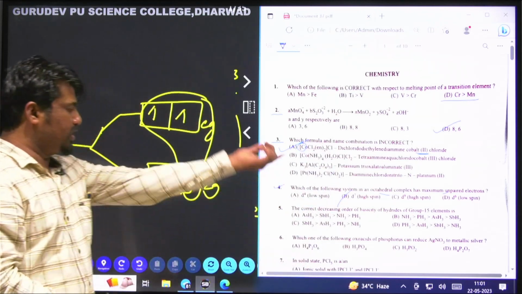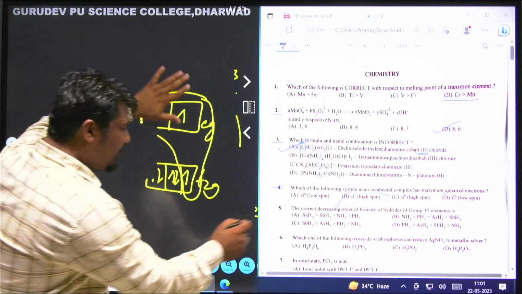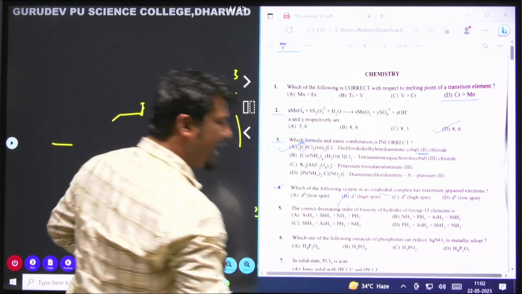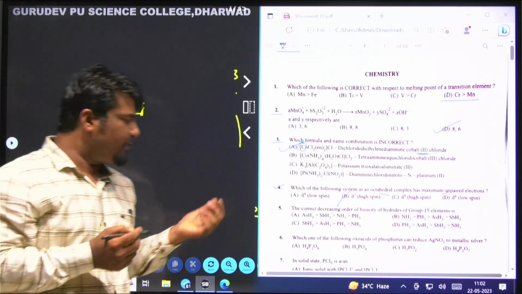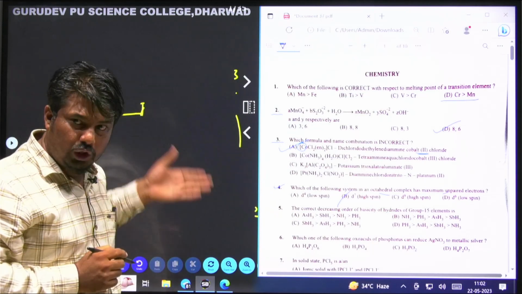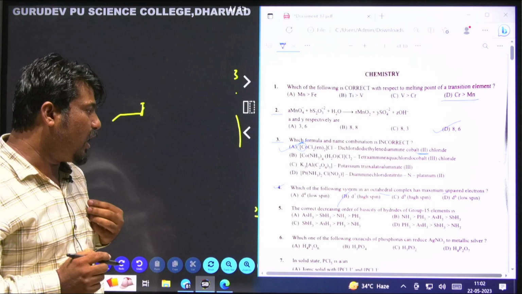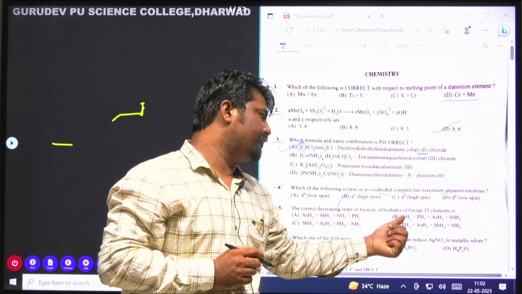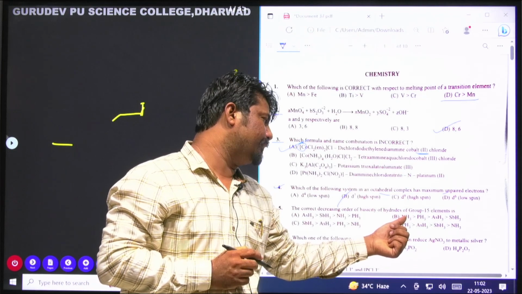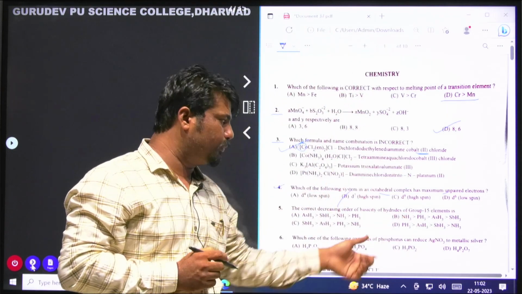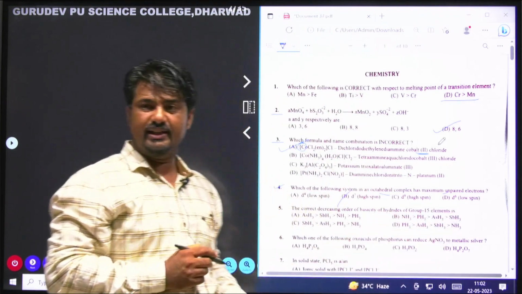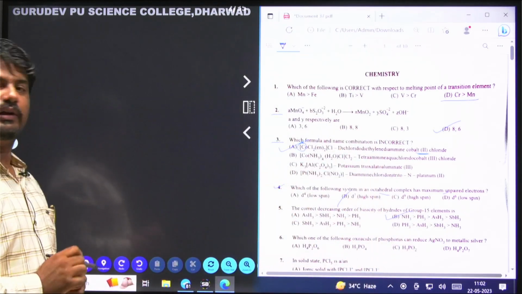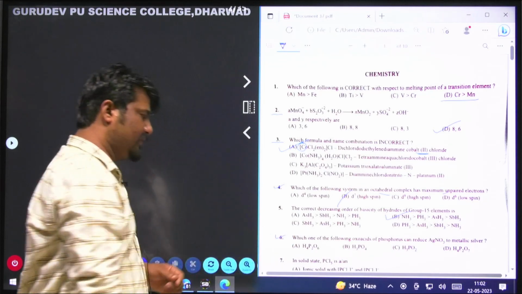Next I will come to question number 5. The correct decreasing order of basicity of hydrides of group 15 elements is... As we know already, down the group the basic nature goes on decreasing. In group 15, ammonia comes first, that NH3 has the highest basic nature, and as we come down the group, basic nature goes on decreasing. So the right answer is B.